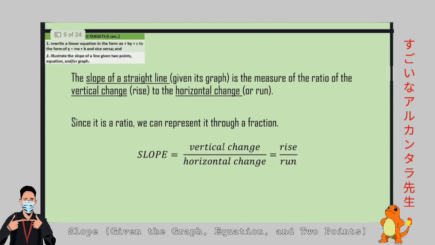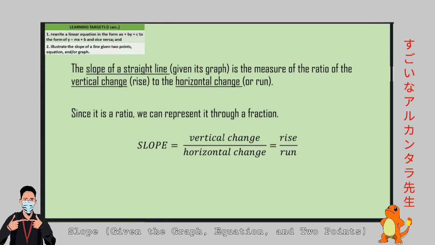It's important to take note that the slope of a straight line given its graph is the measure of the ratio of the vertical change to the horizontal change, which is what we call the run. Since we mentioned the word ratio, this can be represented through a fraction. So slope is equal to the vertical change over the horizontal change. Since the longer terms are a bit difficult to remember, we can put it in simpler terms, which is rise over run. The rise implies the vertical change and the run implies the horizontal change.